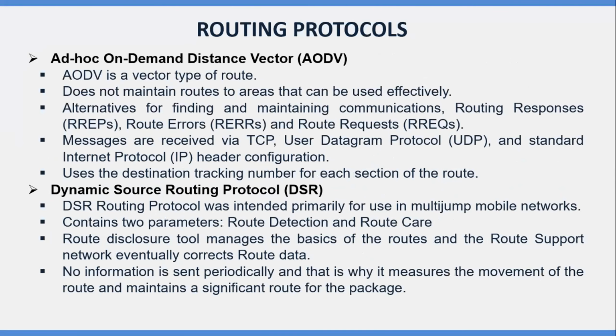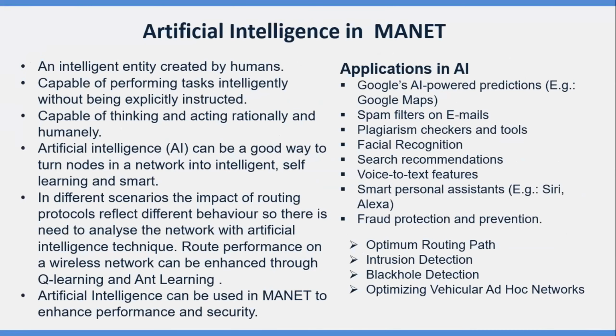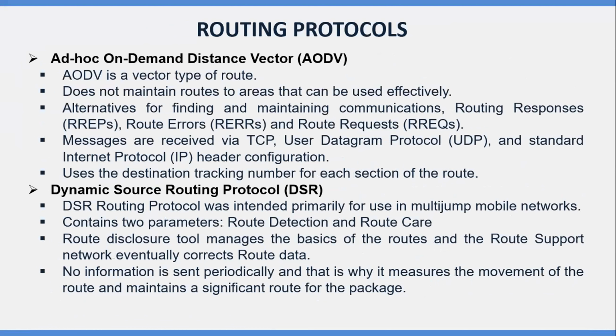Ad hoc On-Demand Distance Vector (AODV) is a class of on-demand routing protocols. It does not maintain route data in tables. It sends the message to all the nodes for communication and receives a route response, route error, and route request. Once the communication is established, it starts transmitting data from one place to another.